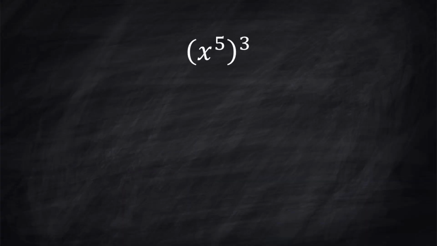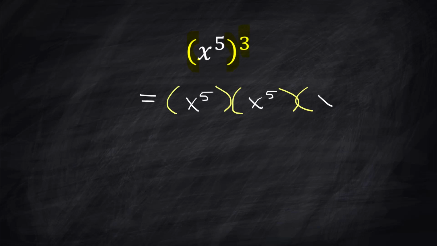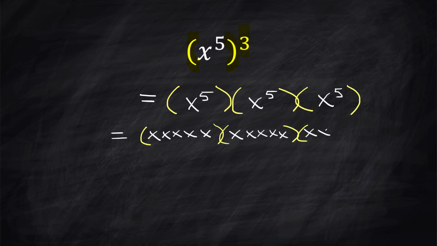Take x to the 5th power, raise that to the 3rd power: x to the 5th times itself 3 times. Well, x to the 5th is actually 5 x's multiplied together. So 5 x's, 5 x's, 5 x's. How many x's would there be? There would be 15, and this would be x raised to the 15th power. So somebody did that once and went, hey, there's got to be an easier way to do this. Look, you can just multiply them.